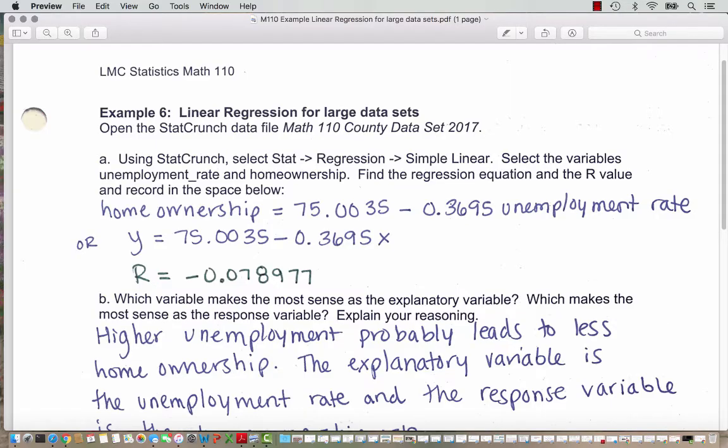In this video, we are going to take a look at a linear regression model for a large data set. So in StatCrunch, we are going to open the data file M110 County Dataset 2017. This is a familiar data set that you used in a previous StatCrunch assignment.